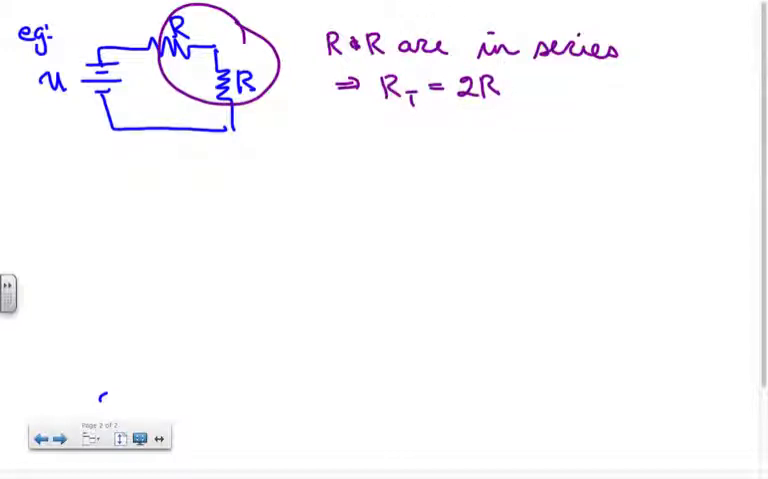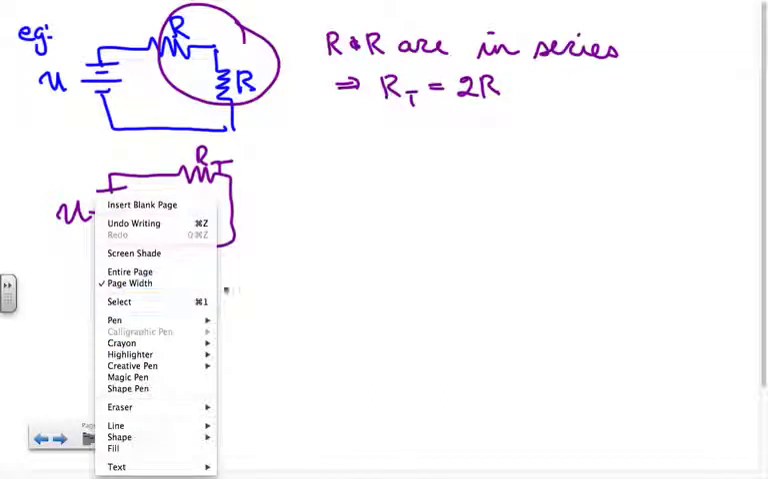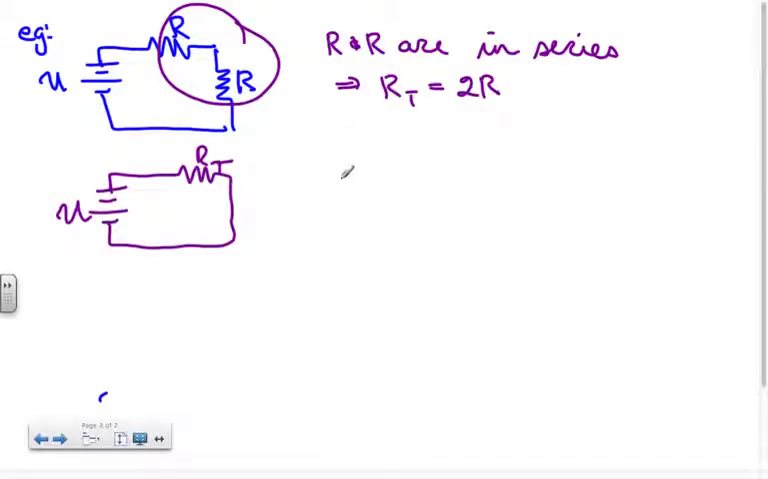And so we would replace it in, this is R total, delta U. And of course from here we'd obviously solve for the current. And so I total is equal to U divided by RT. And that's simple enough. But what happens if we have multiple loops?